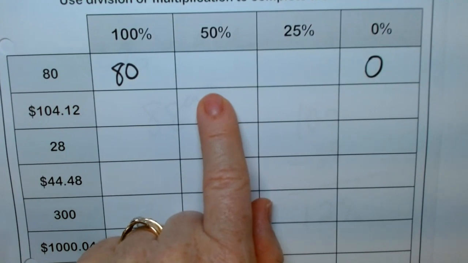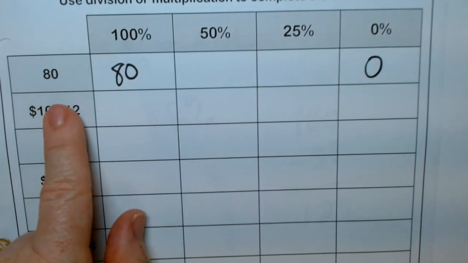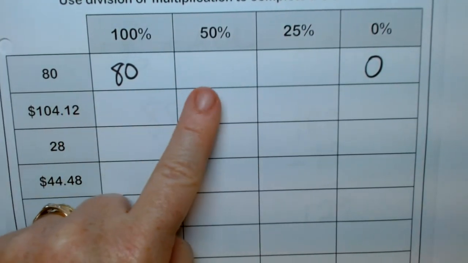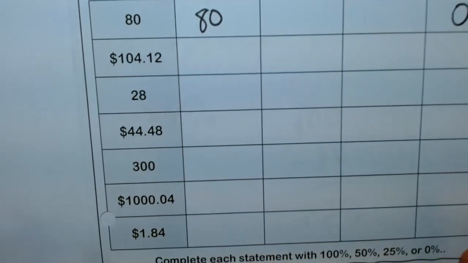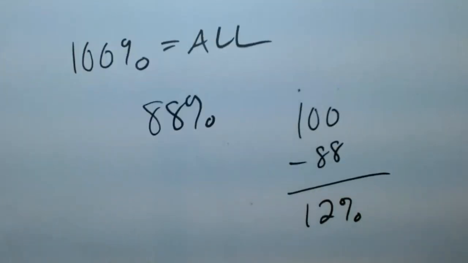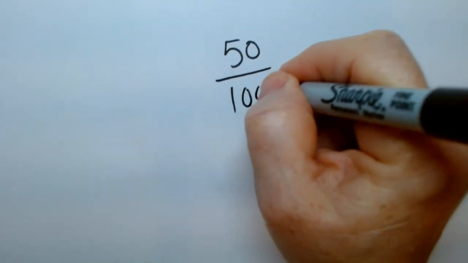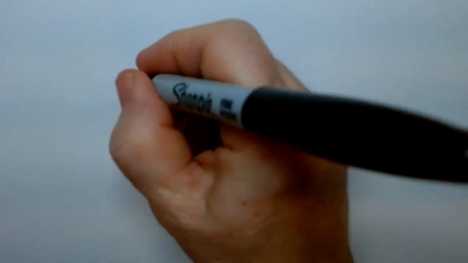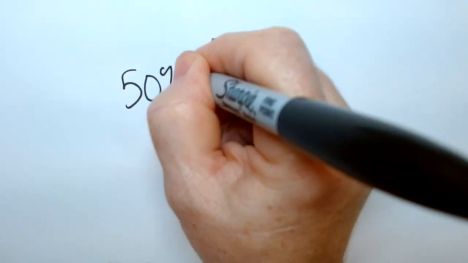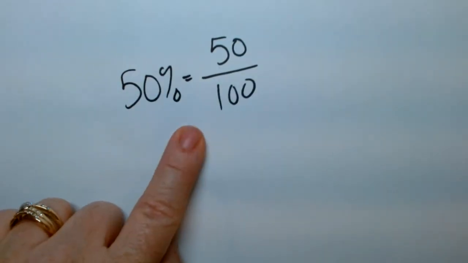Okay, if I said 50% of the elephants, okay, back up. I know some of you are already shouting out the answer, and you're right, let's back it up just for a second. What does 50 mean? It's 50 out of 100. Okay, that's what we're saying for 50% is 50 out of 100.